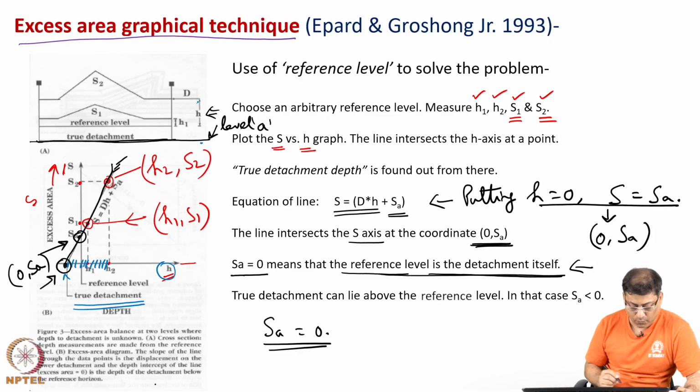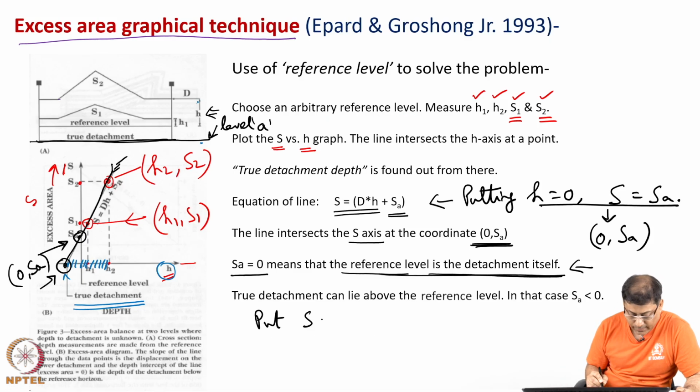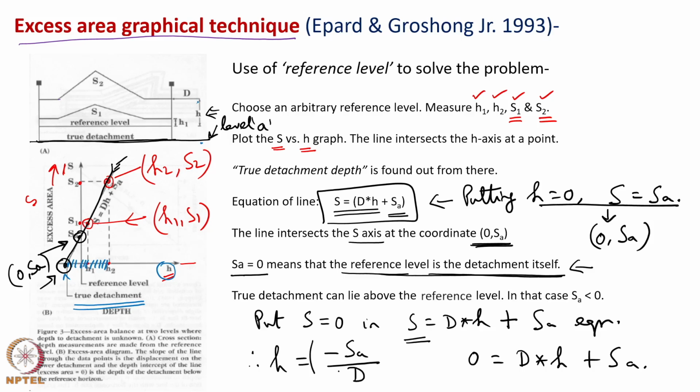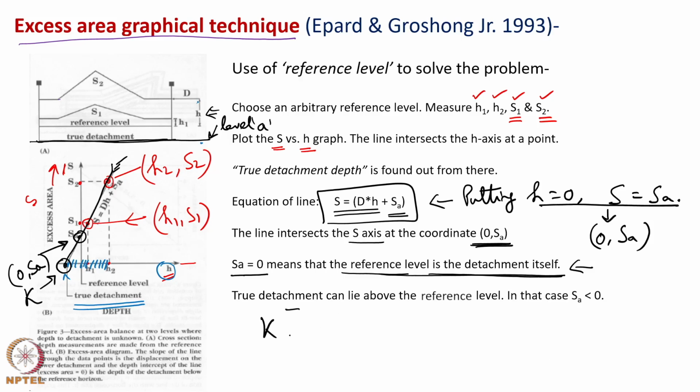This point coordinate can be obtained by putting S equal to 0 in the S equal to d star h plus SA equation, which is here. So, if this is equal to 0, 0 is equal to d multiplied by h plus SA. Therefore, h value is equal to minus SA divided by d. Therefore, the coordinate of the point K is given by minus SA divided by d, 0. You have to remember this is the coordinate of point K.